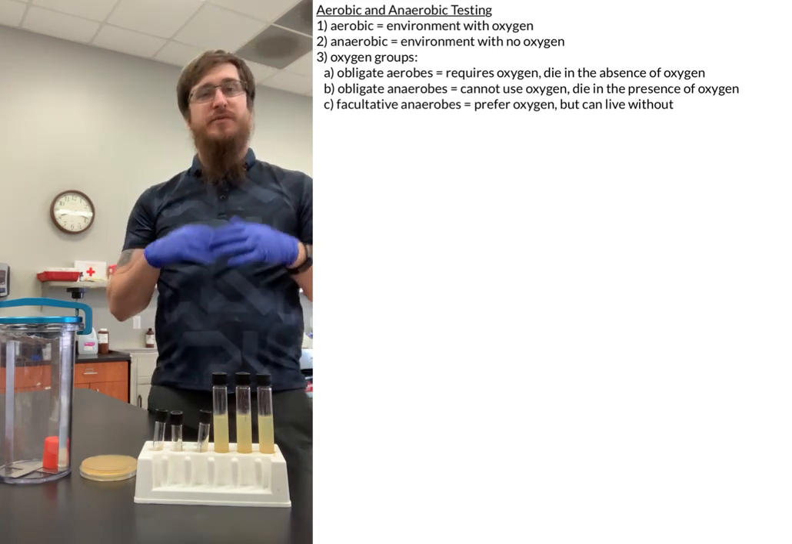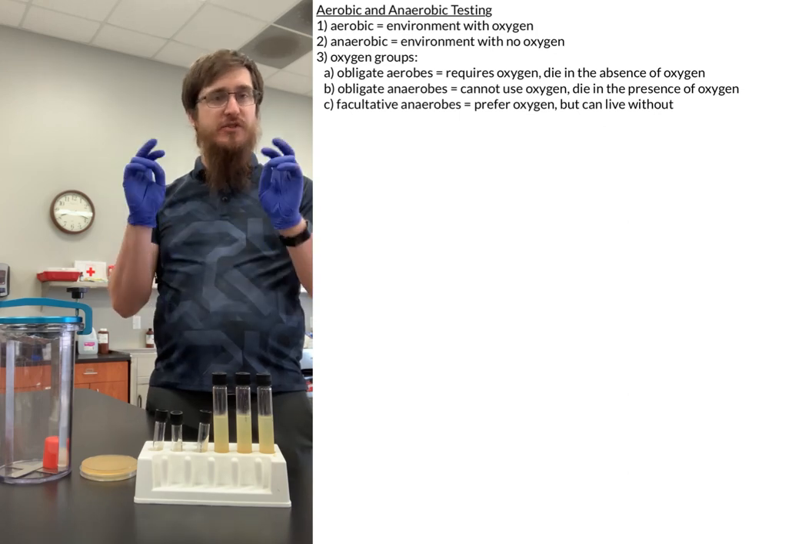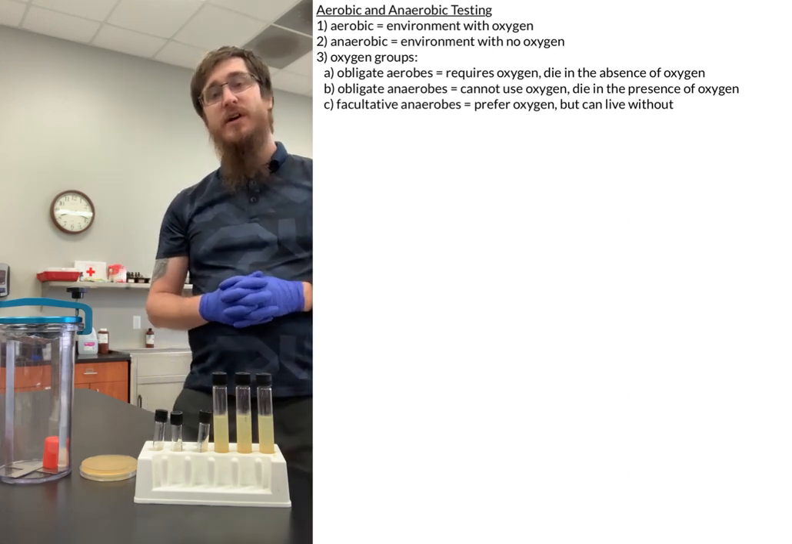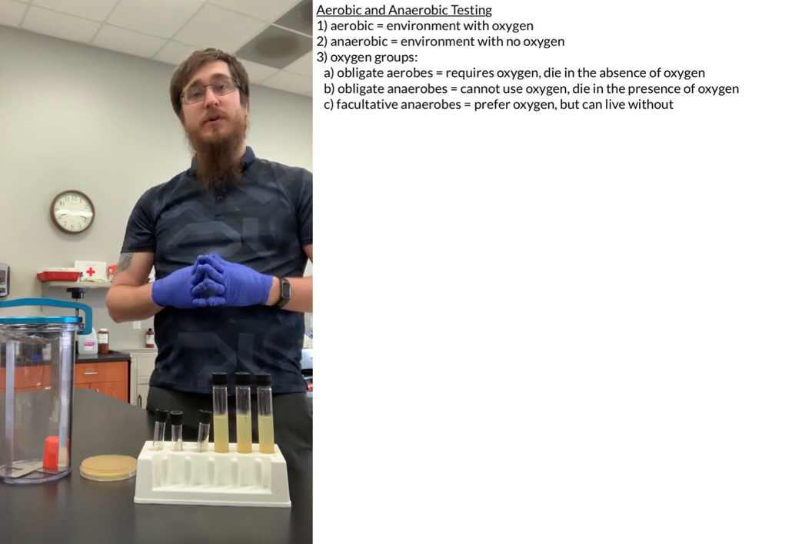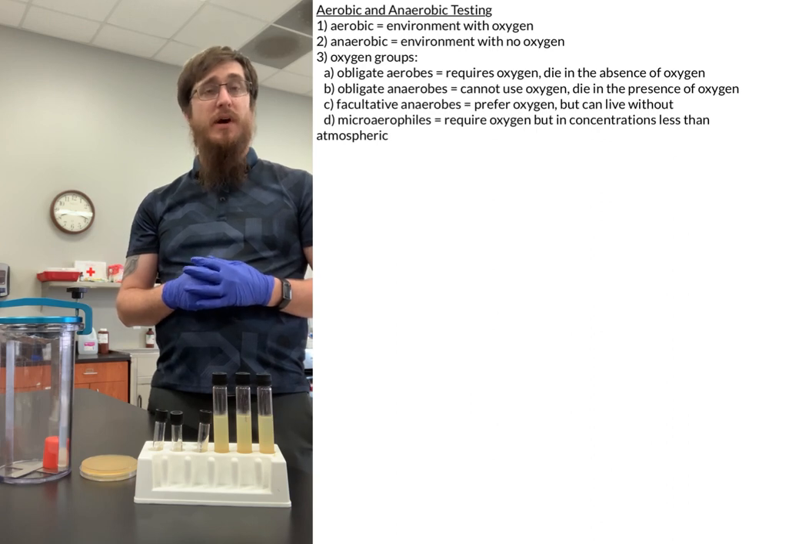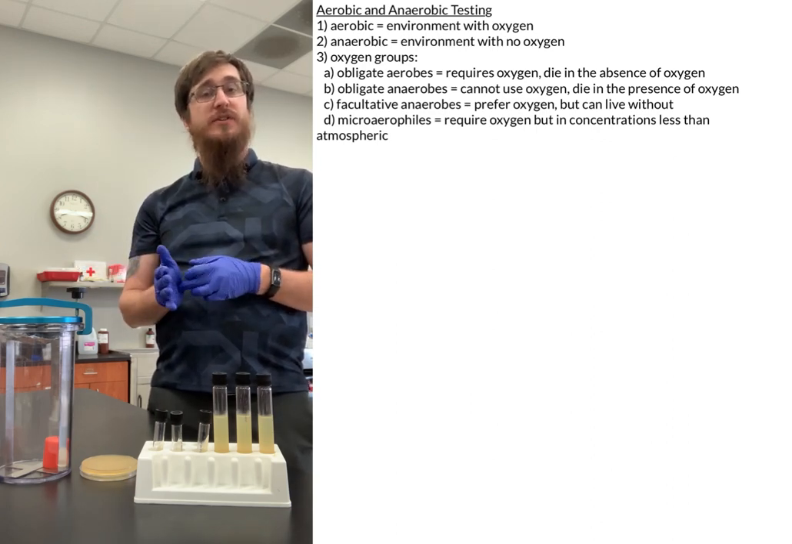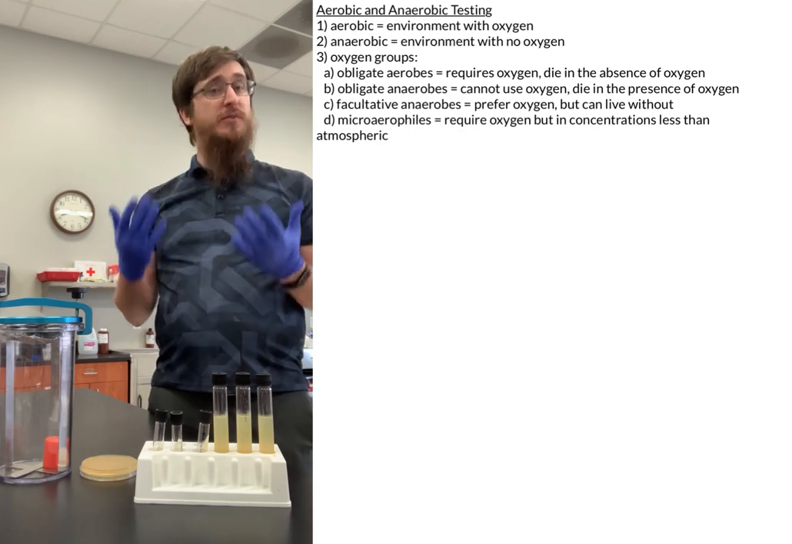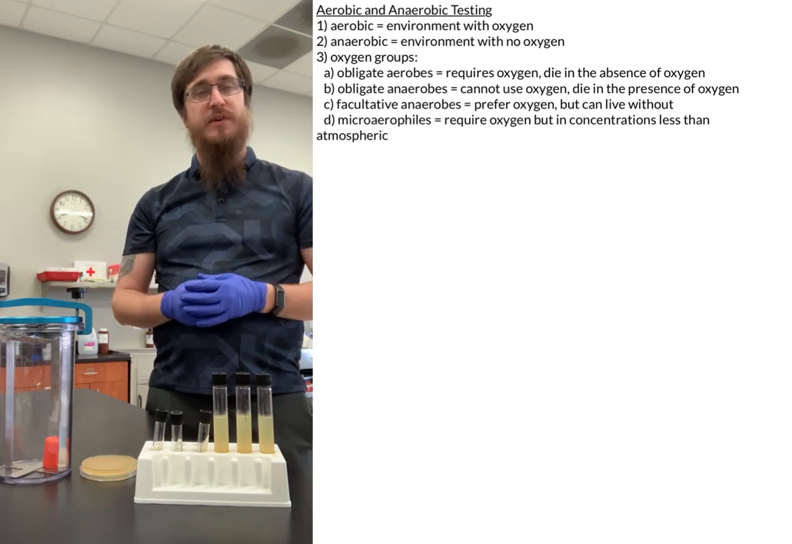Those are going to be the 3 standard oxygen-based groups for bacteria that we have, but we do have 2 other, a little bit more rare groups as well. We have what we call the microaerophiles, and microaerophiles are organisms that require oxygen but in lower than atmospheric concentrations. So they tend to live in areas, again, that are exposed to oxygen, but it's a bit less than what we would see naturally in the atmosphere.